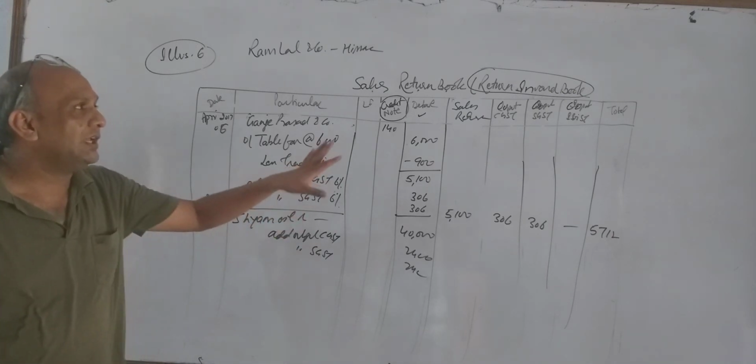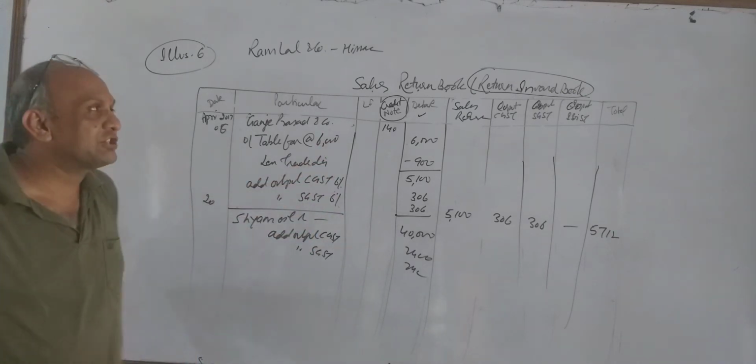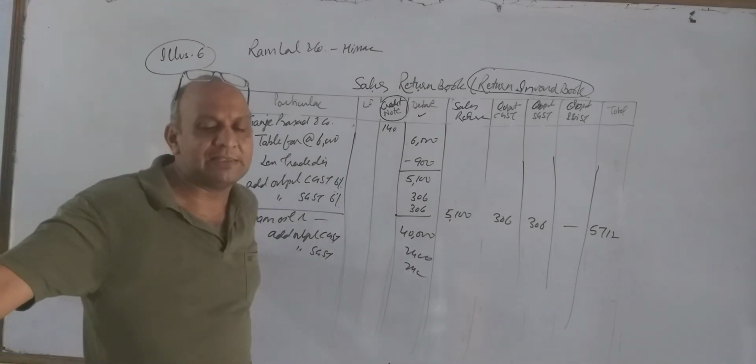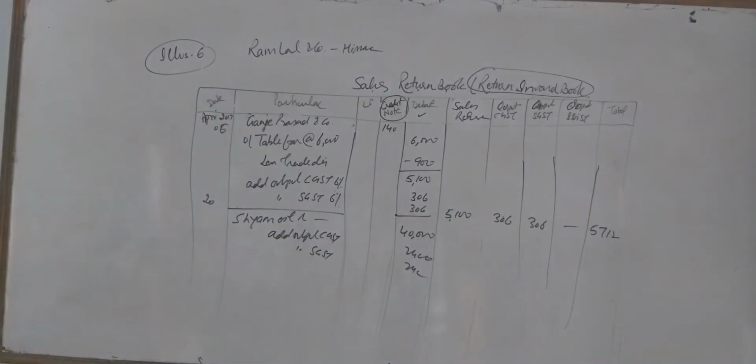So in this way we are going to prepare purchase return as well as sales return. I think doubts are clear to you. Okay, what do you mean by sales return? What do you mean by purchase return? And how are these to be prepared?